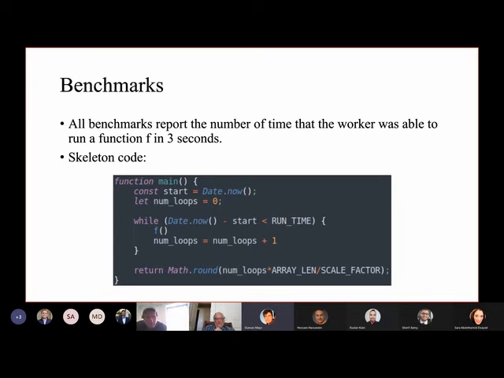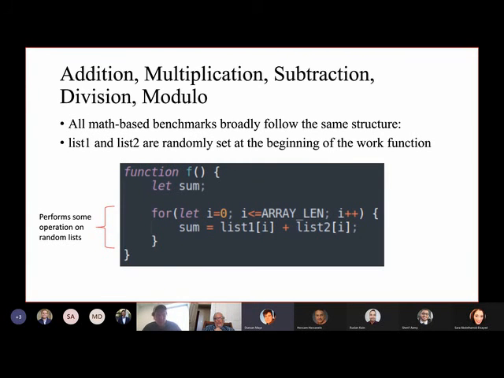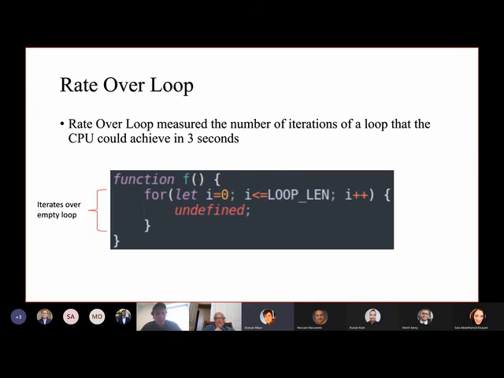So all benchmarks broadly followed the same skeleton code. You can see the while loop here. It runs for a certain amount of time, and in this case 3 seconds, and it counts the number of times that it can call a certain function f. Now for math-based benchmarks, this function f iterated over 2 random lists and then performed some operation on the elements of the list, and that operation is the operation that the benchmark is named after, so the addition operation adds them, the multiplication one multiplies them. That's easy to figure out.